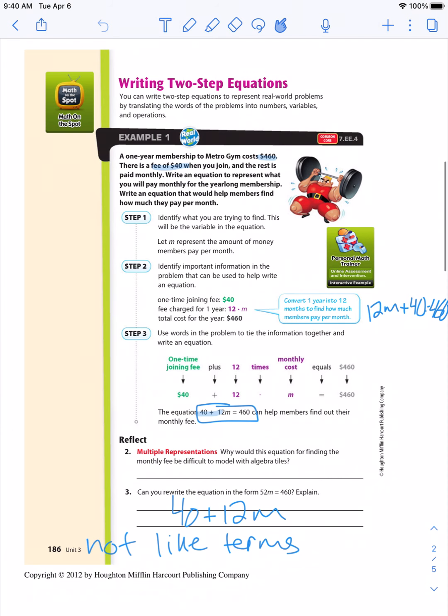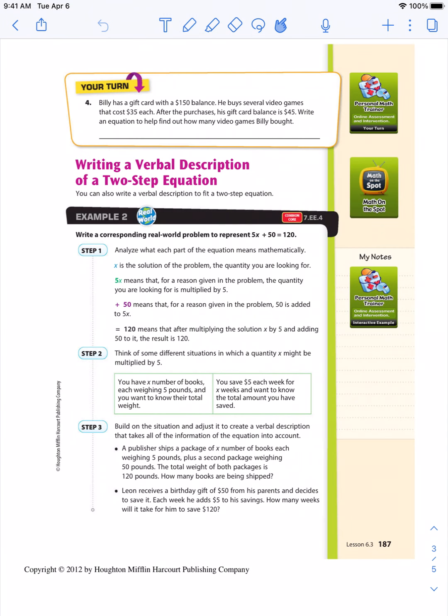They're not like terms. All right, and today we're not actually working on solving these. That's going to be in our next lesson in 6.4. We're just working on writing two-step equations to represent real-world problems. All right, before we check out our second example, let's practice with this up here.